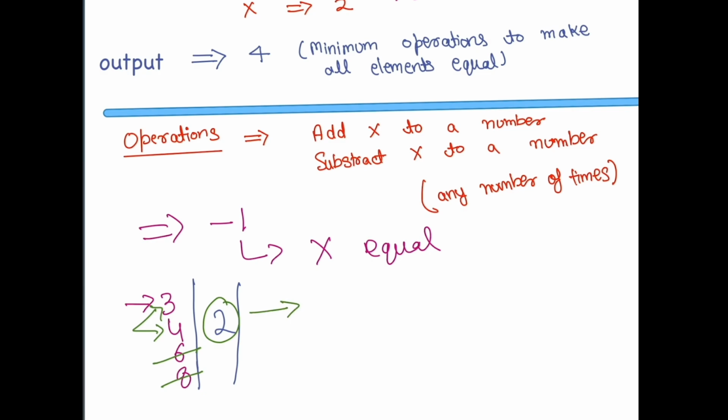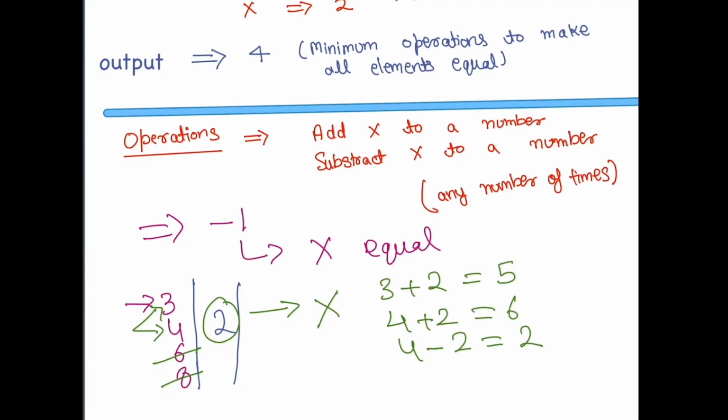So in this case, can you make them equal? That's the question here. No, we cannot make them equal by doing any number of operations, because if you try to add something to 3, 3 plus 2, this will be equal to 5. That's not equal to 4. Let's try to do some operation on 4. 4 plus 2 will be equal to 6, and 4 minus 2 will be equal to 2. We need 3 or 5, right?